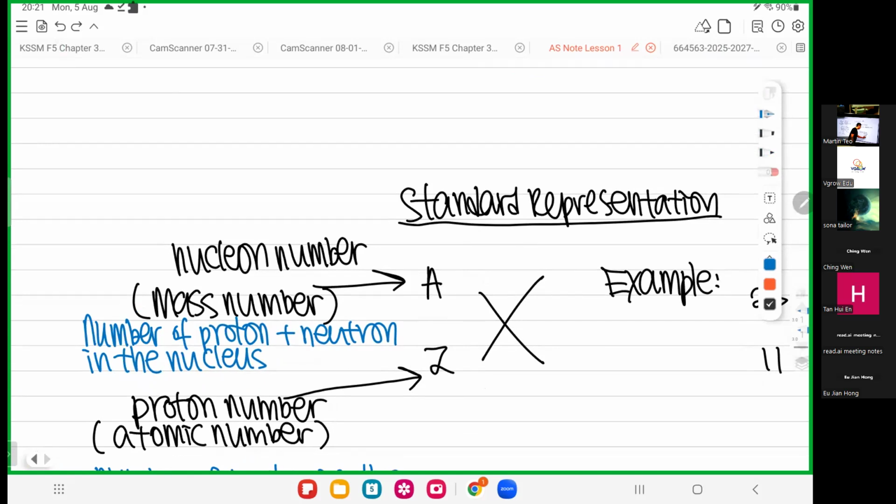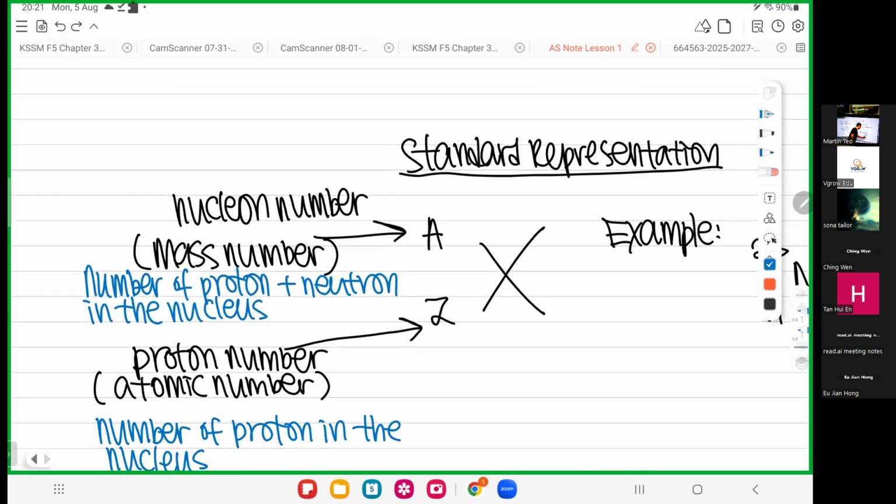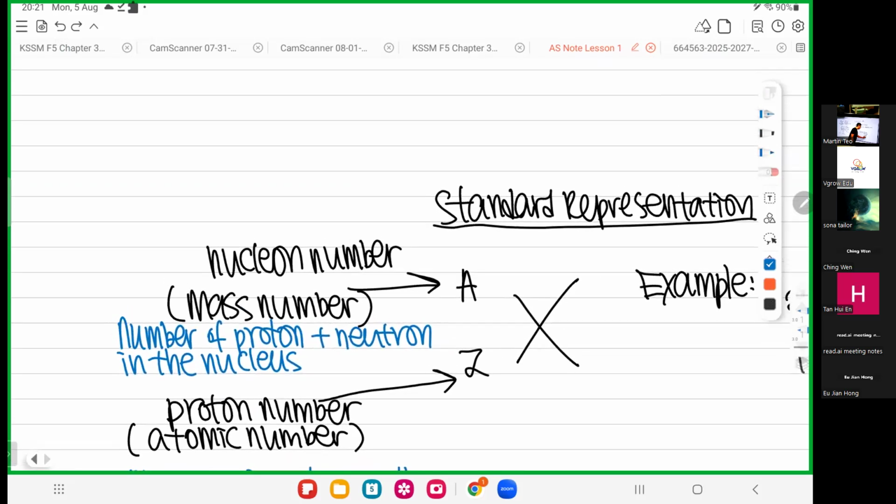Okay, all right. So the small number is called proton number. Proton number has another name, which is called atomic number. Some students don't know. Actually, atomic number is the proton number. They are the same thing, they just use different names. The big number on top here is called nucleon number. Nucleon number has another name, called mass number. So make sure everyone knows. The proton number has the same meaning as atomic number. Nucleon number has the same meaning as mass number. Make sure everyone knows that.